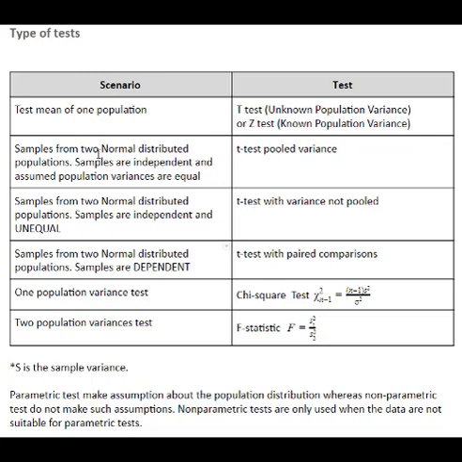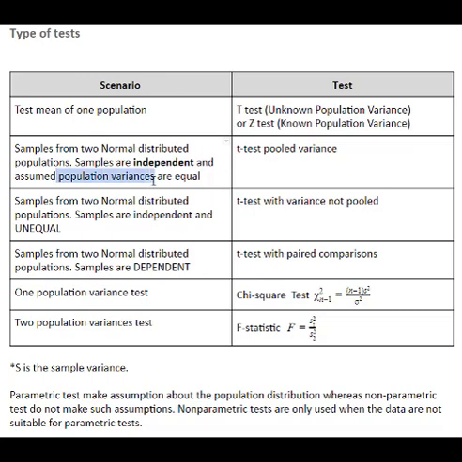In this case, we are assuming there are two populations, the samples we are drawing from these populations are independent, and the variances of the populations are equal. So we can pool this population data and perform a t-test on that data.